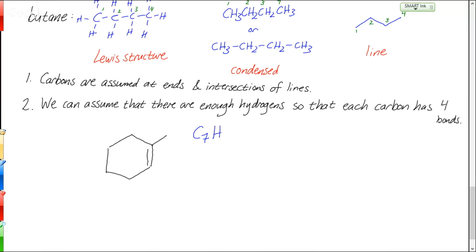Let's figure out how many hydrogens we have. Yes, that is a double bond. So that's saying that those 2 carbons are double bonded together. They share 2 pairs of electrons instead of just 1. So right here, yeah.